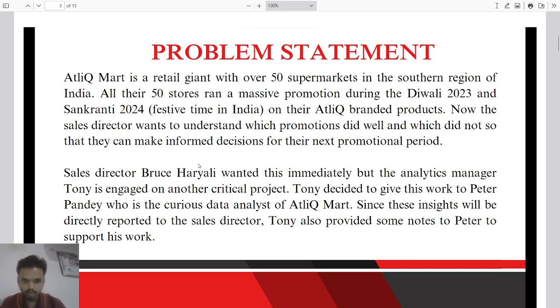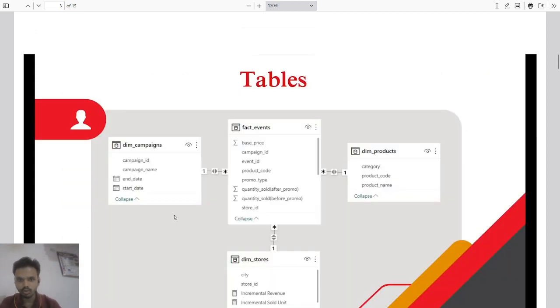So, the sales director Bruce Haryali wanted this immediately, but the analytics manager Tony is engaged on critical matters. So, Tony decides to give this project to Peter Pandey, a curious data analyst. So I will be Peter Pandey for this project of AtliQ Mart. Since these insights will be directly reported to the sales director, Tony also provided some notes to Peter Pandey to support his work. So let's move forward.